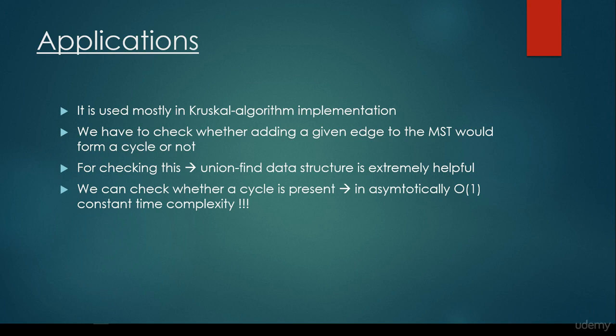And you may pose the question that, okay, why is it asymptotically O(1)? Because of the path compression, these nodes and vertices will be connected to the representative directly, and that's why next time it's going to take O(1) time complexity to find them. And basically that's why we say that asymptotically it takes O(1) time complexity to check whether there's a cycle in the Kruskal algorithm or not.